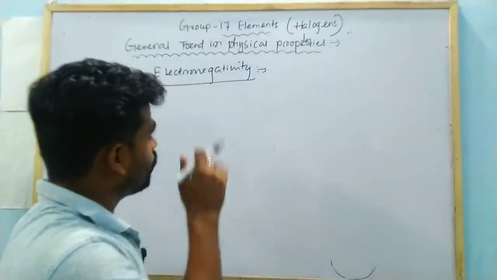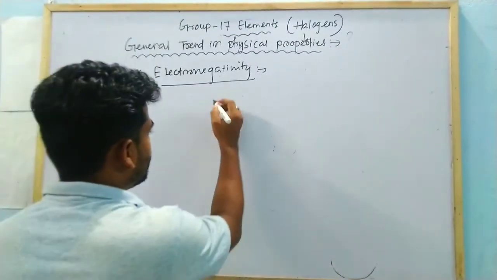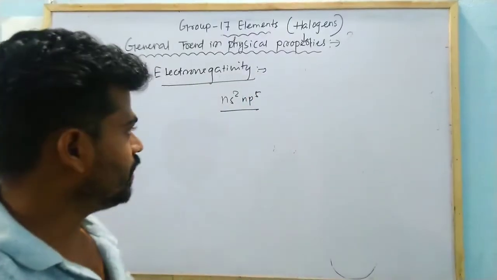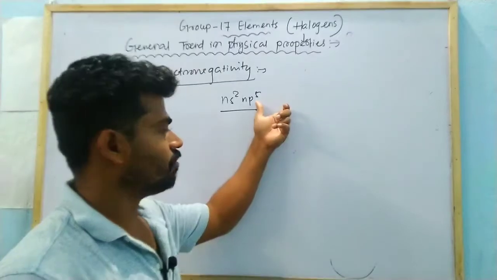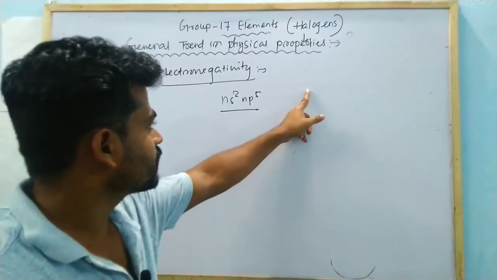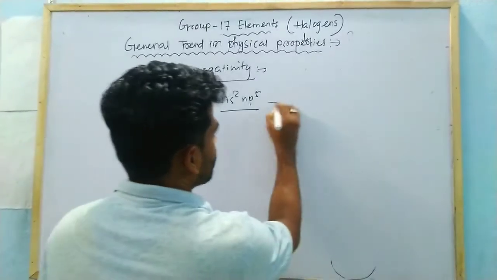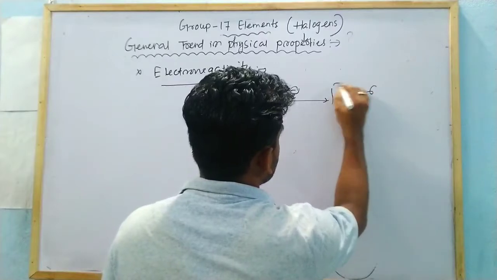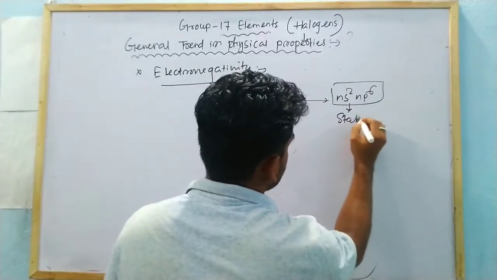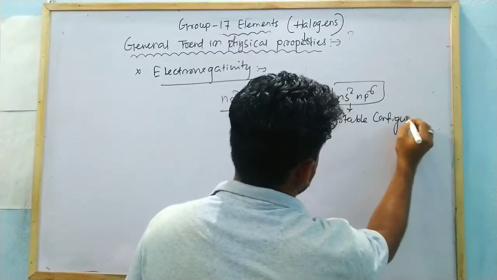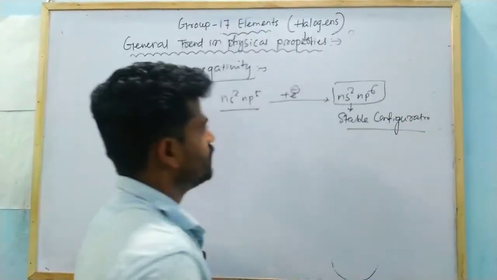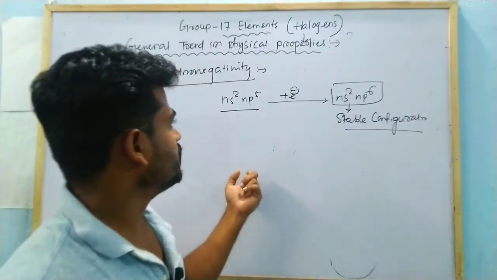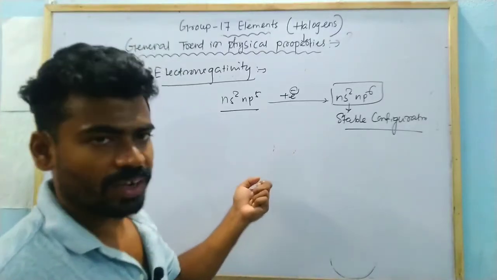So here I would like to mention one thing, their general electronic configuration is ns2 np5. Definitely they are eagerly waiting if somehow they can get one electron. If one electron is added to this np, then the configuration becomes ns2 np6. This one is a stable inert gas configuration. Due to this tendency, halogens have a strong tendency to accept one electron.